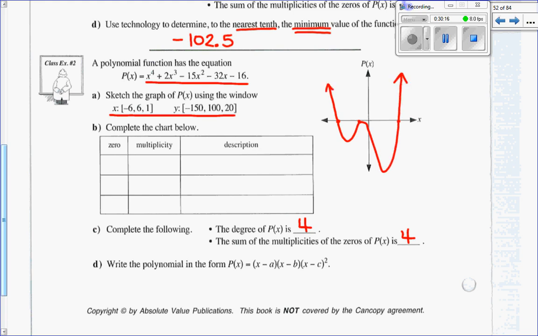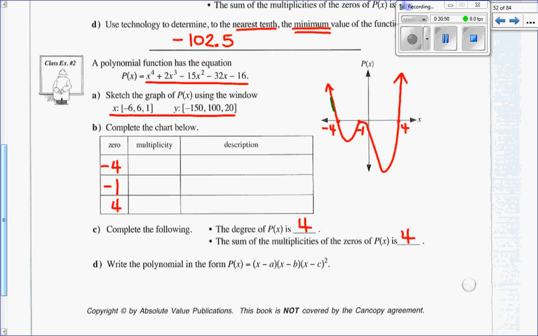Okay, your graph should have looked something like this, where we're passing through the x-axis at -4. We have a point that is tangent at -1, and we have a point that we're passing through again at +4. Okay, so we can fill in our zeros. We have a 0 at -4, we have a 0 at -1, we have a 0 at +4. Now this time, they haven't actually factored this equation, but we can tell just by looking at the graph what the multiplicity would be, okay?